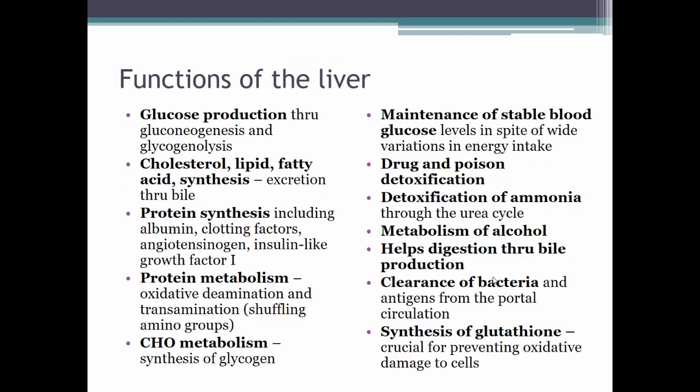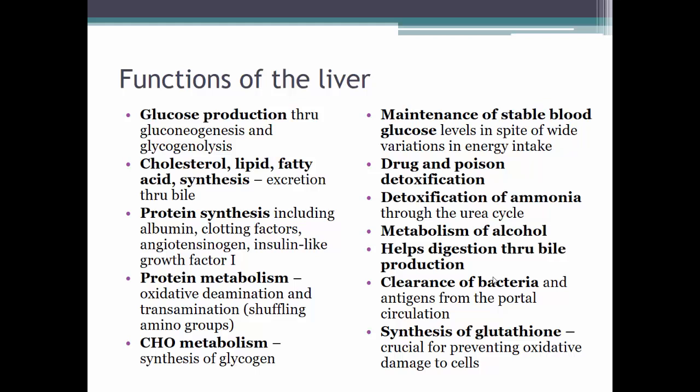So the main functions of the liver are glucose production through the process of gluconeogenesis or glycogenolysis, synthesis of cholesterol and fatty acids, protein synthesis as well. So here you're going to see if the patient has liver problems, glucose could be affected. Patients could either have hypoglycemia or hyperglycemia. They could have hypercholesterolemia. They could have decreased albumin because one of the functions is protein synthesis. In addition, they could have coagulopathic disorders because the liver is in charge of clotting factors, angiotensin as well, and growth factor.